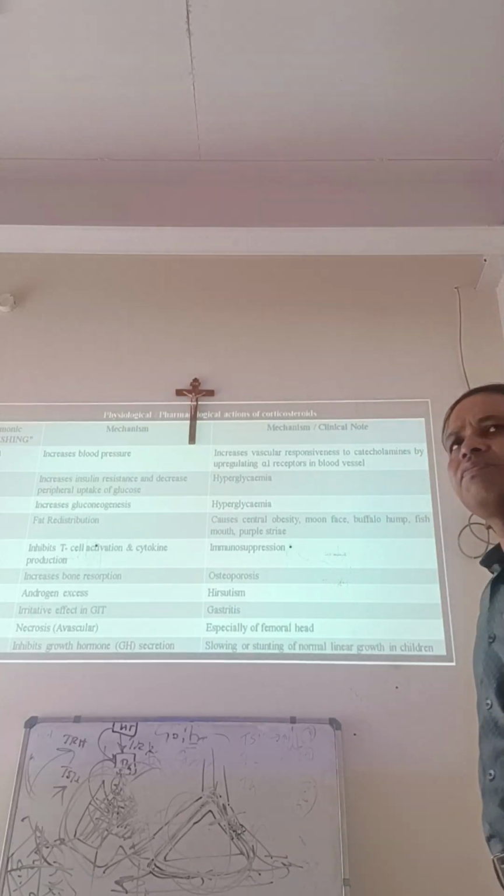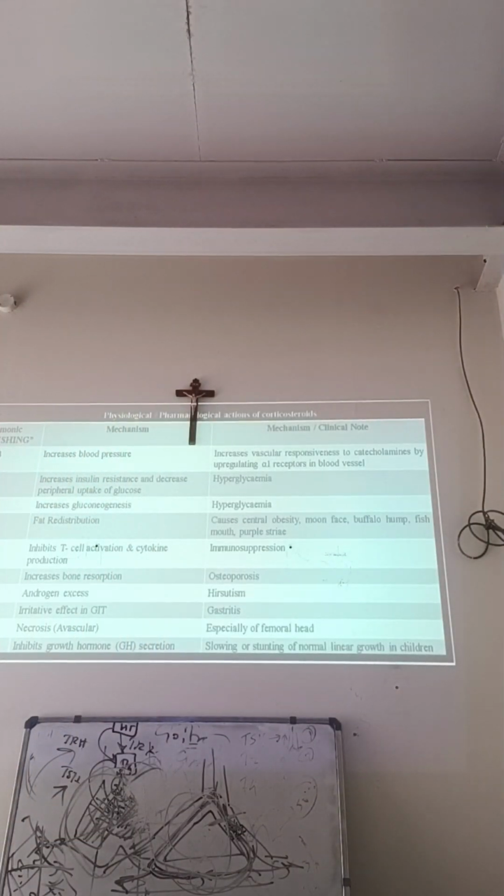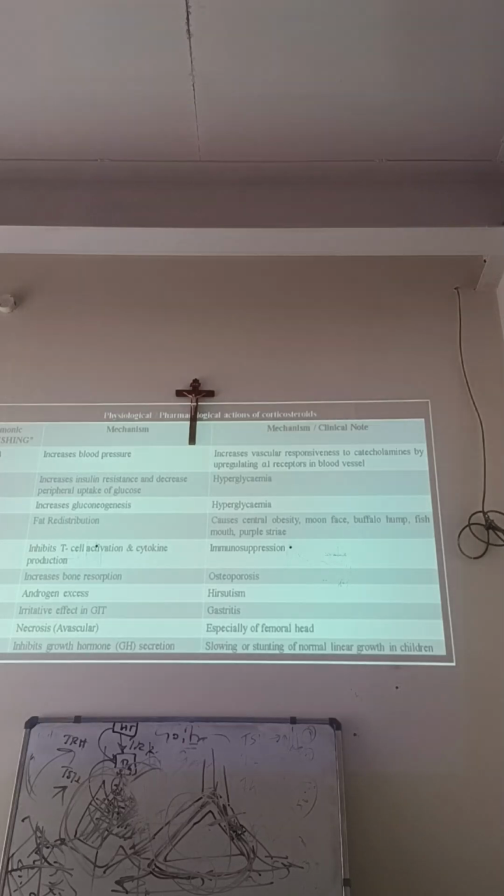Remember the pharmacological actions, whether it is produced in the body or you give it as a drug, what all it does. Remember PIG FISH. P: increases blood pressure, by increasing vascular responses to catecholamines. Adrenaline and noradrenaline will act with high power only if corticosteroids are there. If corticosteroids are not there, then adrenaline does not have that much power. I: increase insulin resistance and decrease peripheral uptake of glucose, causing hyperglycemia, to cope with the stress. G: increase gluconeogenesis, again hyperglycemia.